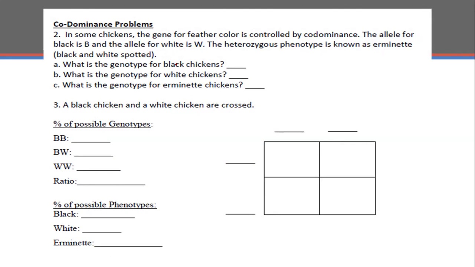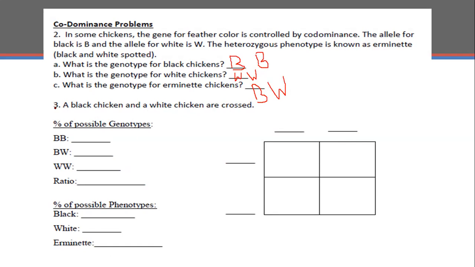What is the genotype for a black chicken? What do you think? Black will be capital B, capital B. The genotype for white is capital W, capital W. The genotype for erminette, the spotted one, will be capital B, capital W.